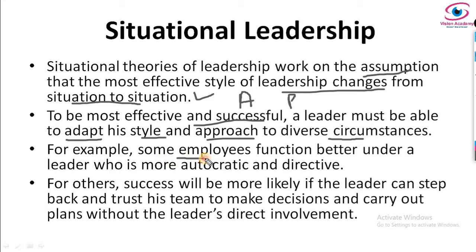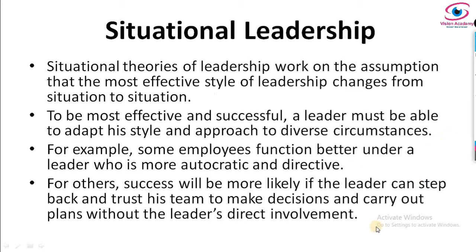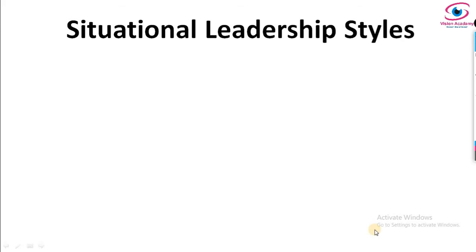Example, some employees function better under a leader who is more autocratic and directive. Some employees are not as such. For others, success is more likely if the leader can step back and trust his team. So in the former case, autocratic leadership is applied. In the latter case, democratic leadership is applicable. So this is the basis for situational theories of leadership.